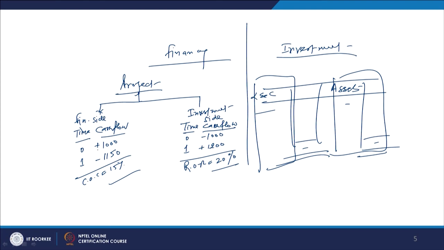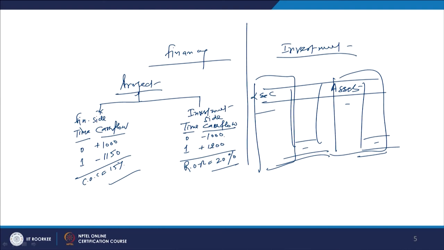So, the plus sign became a minus sign when financing became investment. After 1 year, when we have to terminate the project, we evaluate the whole thing, what we got. We will look first at the investment side: by investing 1000 rupees, we got a total year-end cash flow of 1200 rupees. Out of that, we will pay back 1150, and the remaining amount will be available with us.